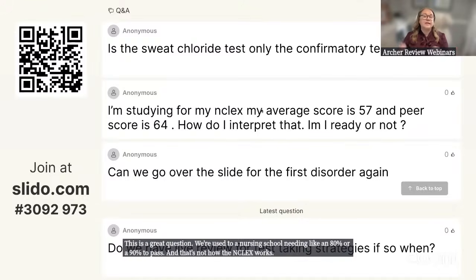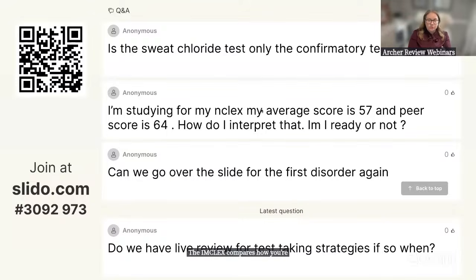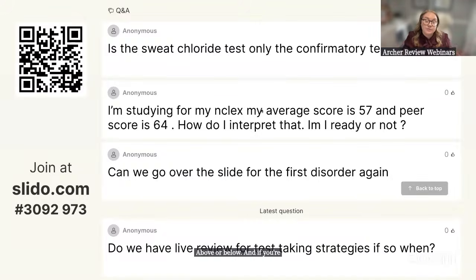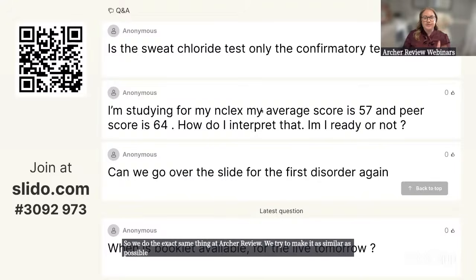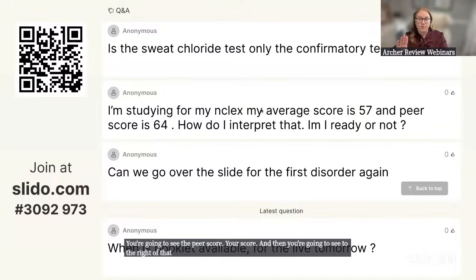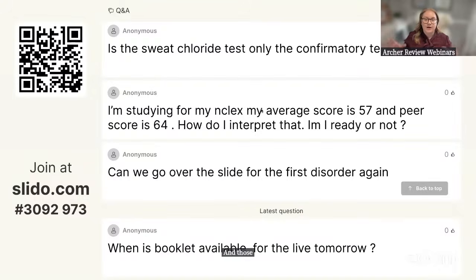The NCLEX compares how you're doing to how your peers are doing and then says, okay, you're either on track, above, or below. And if you're below, you're not a safe nurse, and that's when you have a fail. So we do the exact same thing at Archer Review. We try to make it as similar as possible to the NCLEX. You're going to see the peer score, your score, and then to the right of that 4 different categories. You will either be low, borderline, high, or very high. And those are categories based on how close you were to that peer score.